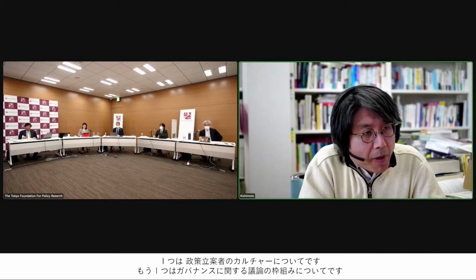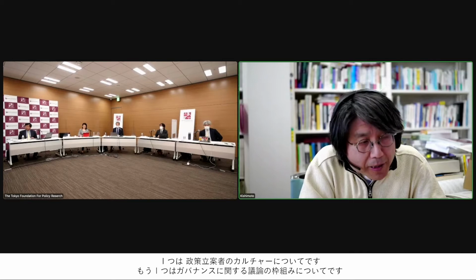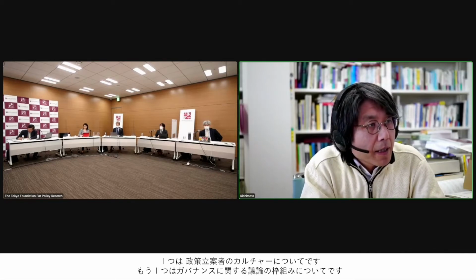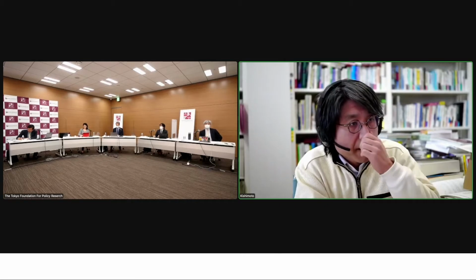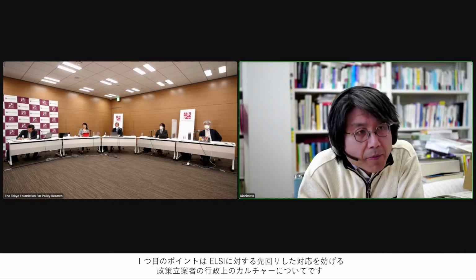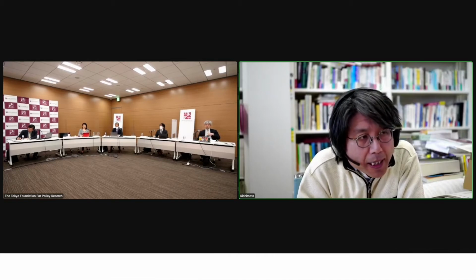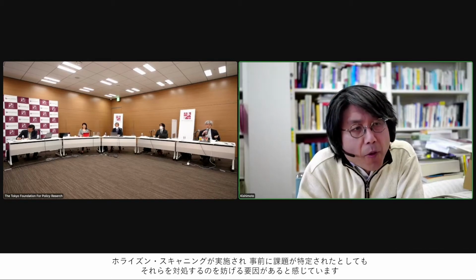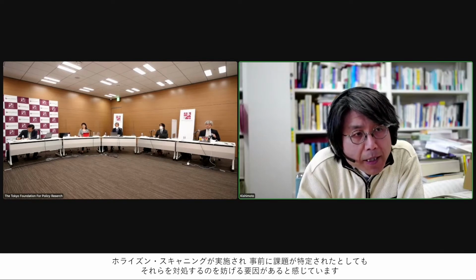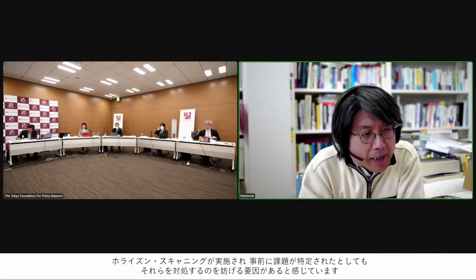One is about the policymakers' culture. The other is framing of the discussion of governance. So the first point is about the administrative policymakers' culture that prevents proactive responses to issues. Even if horizon scanning is performed and issues are identified in advance, there is one factor, I think, that prevents us from addressing them.